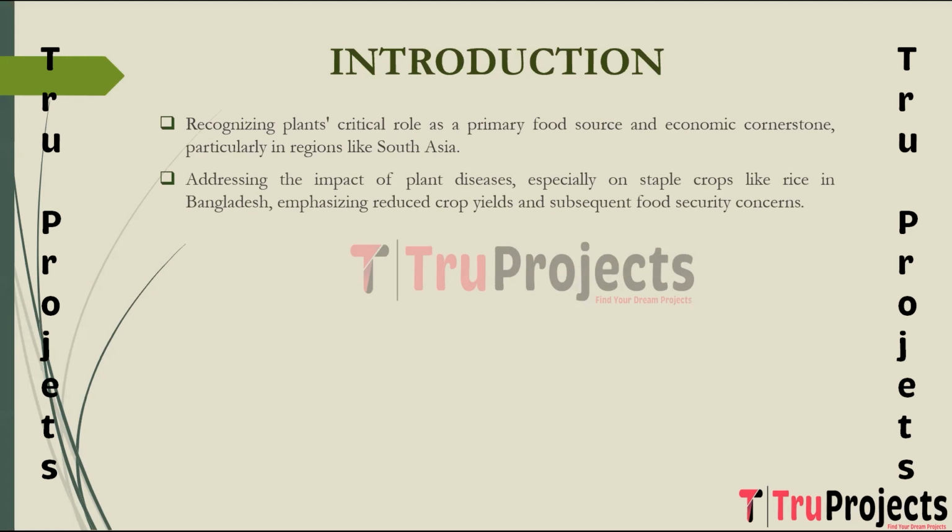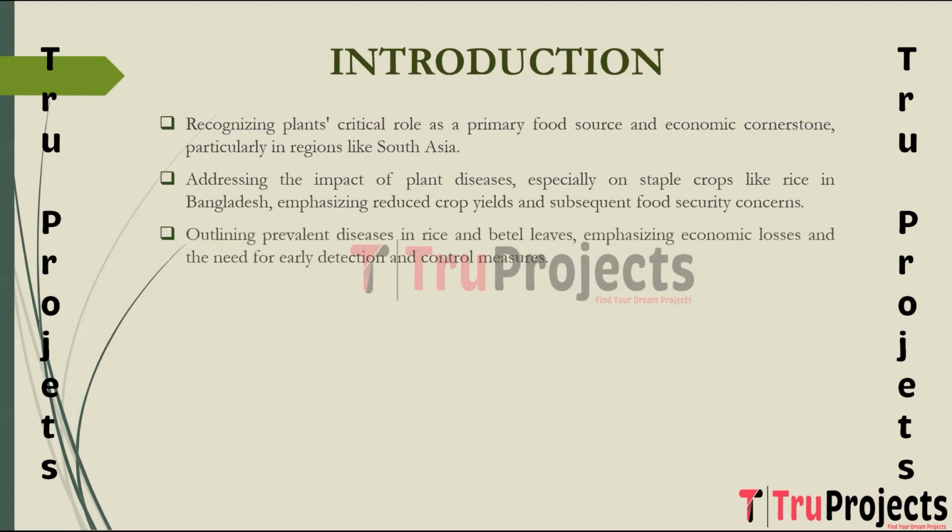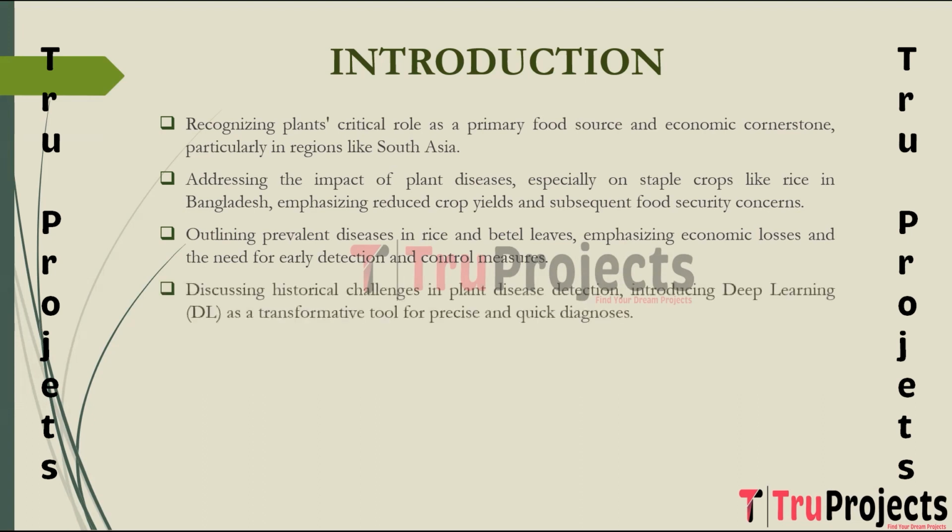reduced crop yields. The project outlines prevalent diseases affecting rice and betel leaves such as leaf blast, leaf blight, and brown spot in rice plants, and healthy and not healthy in betel plants. It underscores the economic losses incurred annually due to these diseases, emphasizing the need for early detection and effective control measures. The project discusses the historical challenges in plant disease detection, emphasizing the need for precise and quick diagnosis.